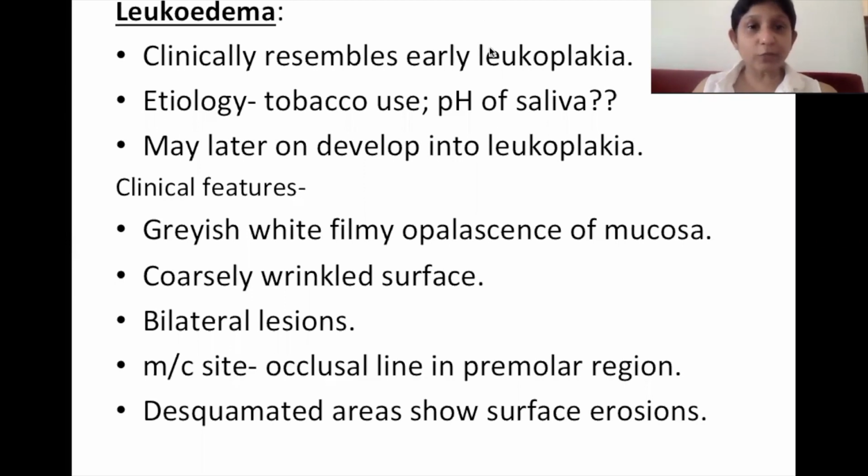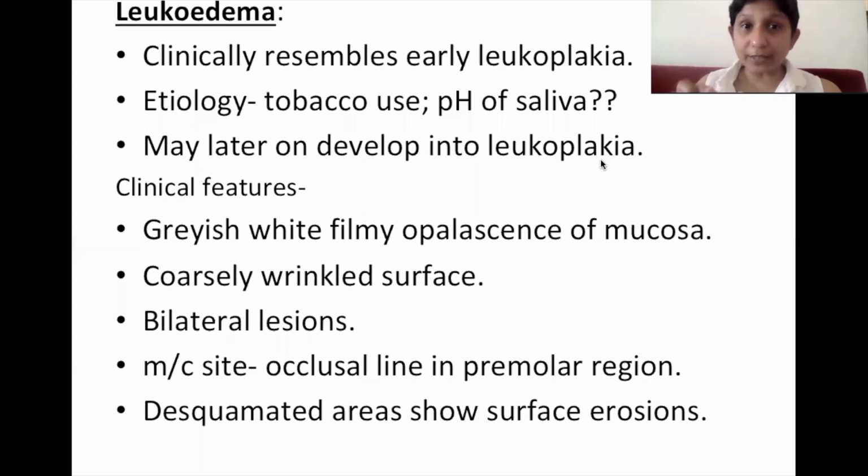So the clinical feature would be a grayish white, filmy white opalescence. Now I want you to understand that word opalescence. Opalescence means it is not very clear. It is there, but it's not really clear and well circumscribed and well defined like a leukoplakic patch. I'll show you a picture that will make it easier for you.